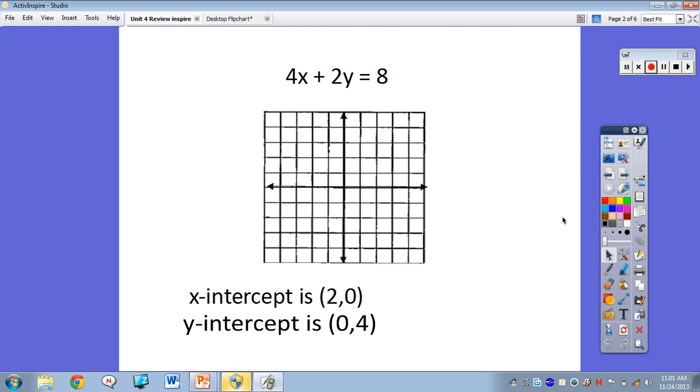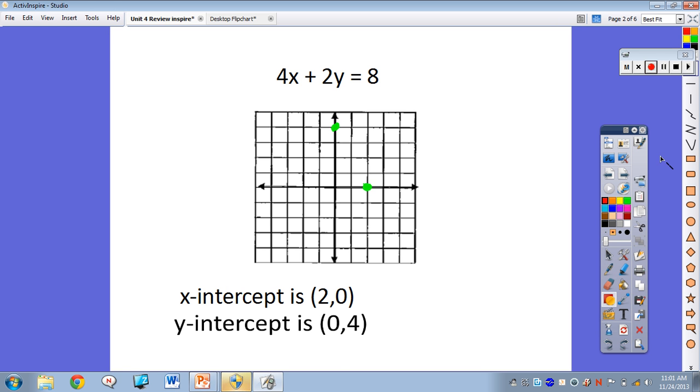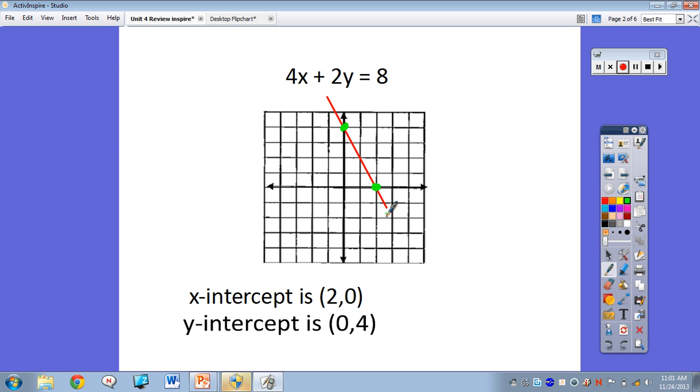So if I want to graph this line, I'm going to go to the x-intercept, which is (2, 0), which is right here, and I'm going to plot that point. And then I'm going to plot my y-intercept of (0, 4), which is this point right there. And then what I'm going to do is connect those 2 points to form your line. And then I'll put the little arrows so that it's a line. And that is how you graph a line using the x and y intercepts.